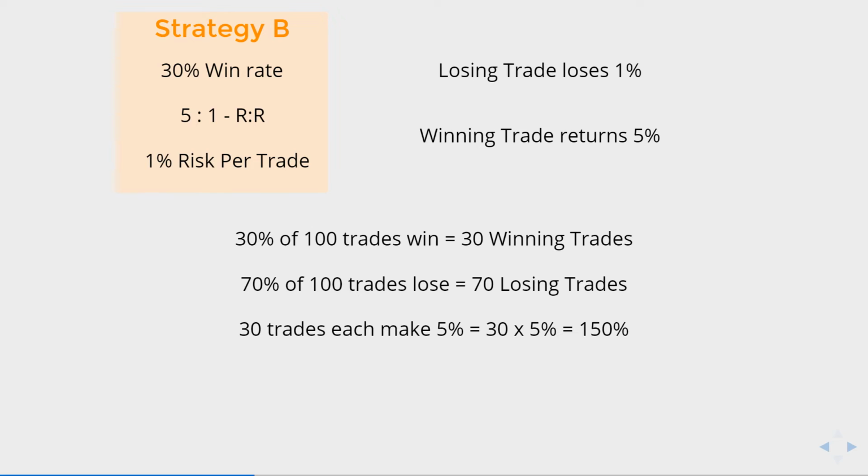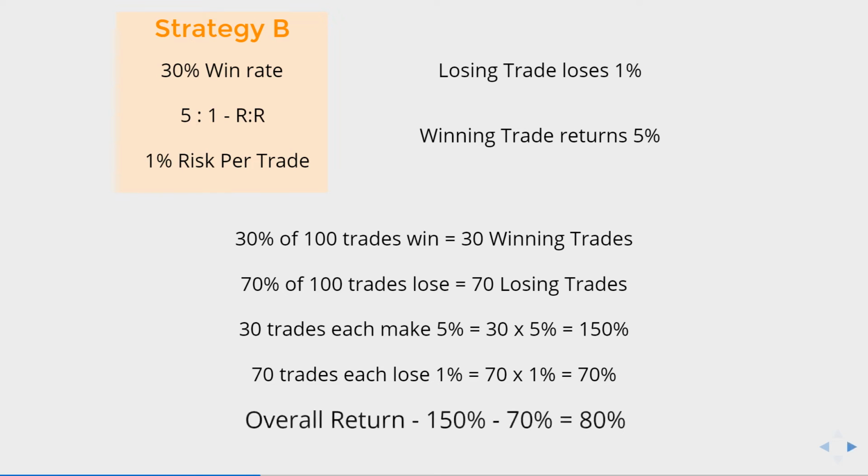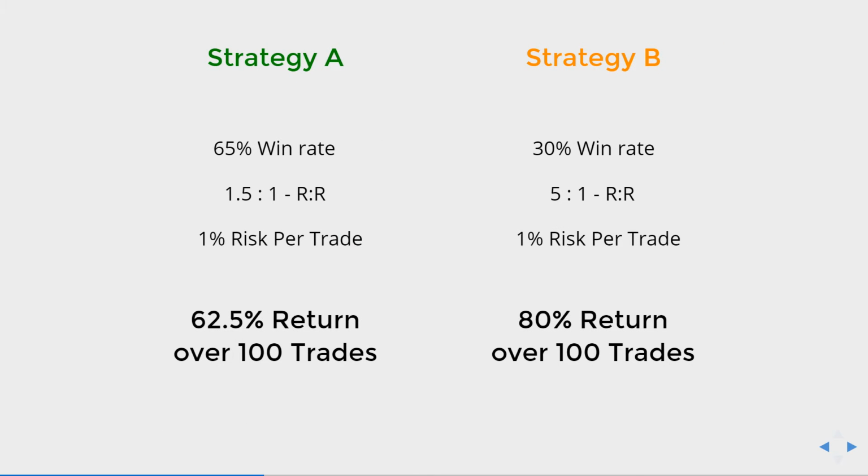We have 70 losing trades, each losing 1%, so we can do 70 times 1 to get 70%, so we lose 70% from our losing trades. Now to get our overall return, as we did before, we need to take the return from our winning trades, which is 150%, and minus the amount we lose from our losing trades, which is 70%, and this gives us a total return over the 100 trades of 80%. So we can see from the overview of both strategies that even though strategy A has a higher win rate than strategy B, strategy B actually has a higher return than strategy A.